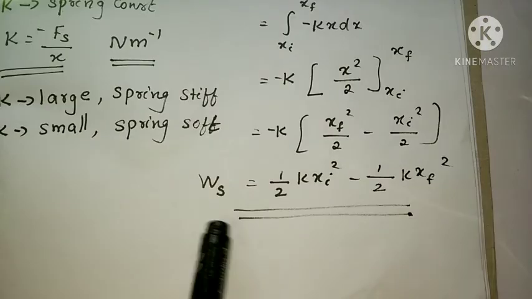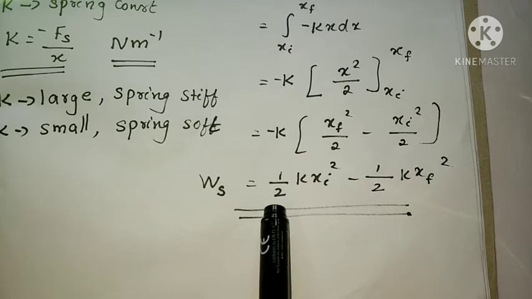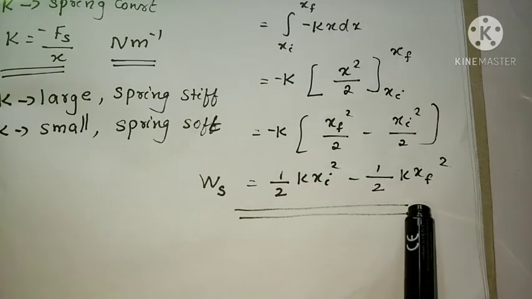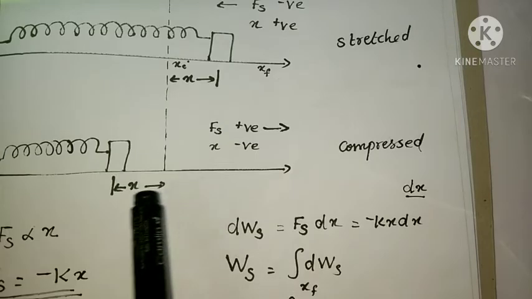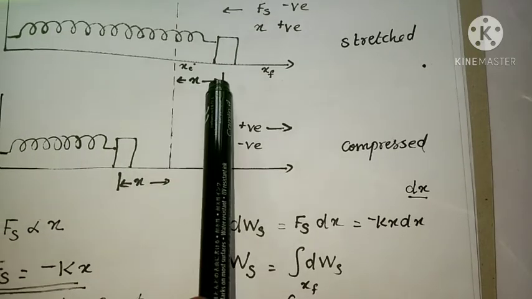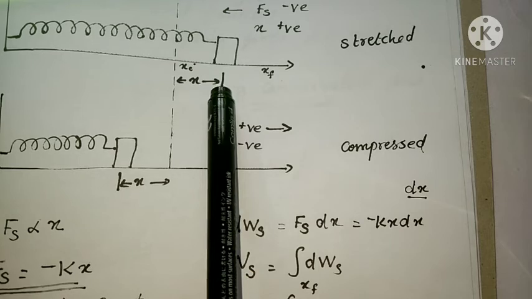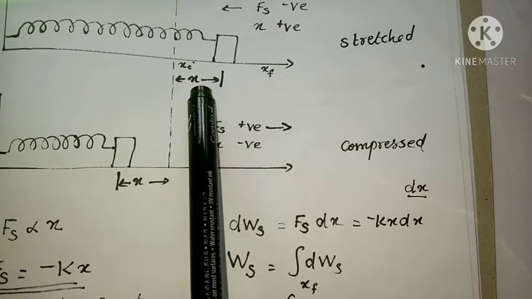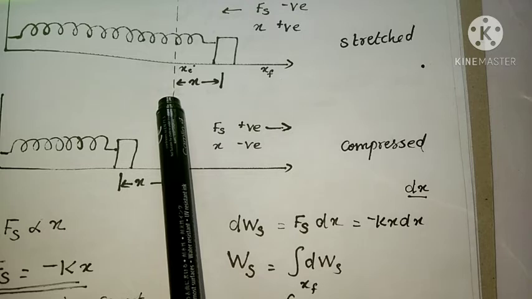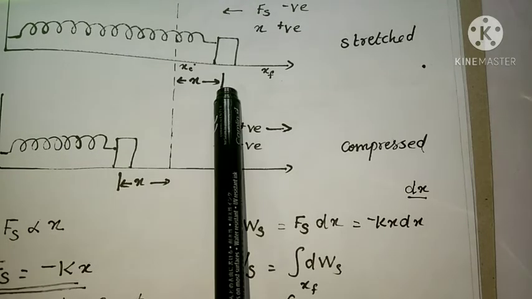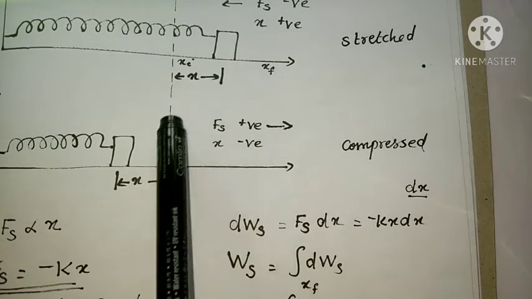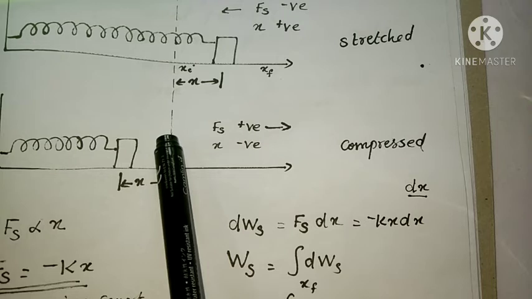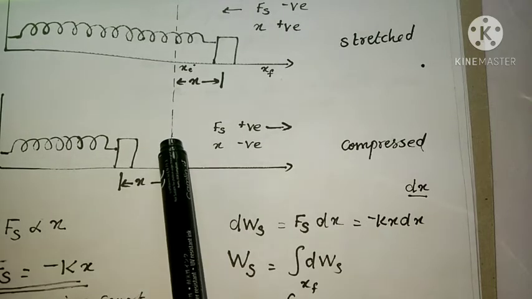So we derived the equation: work done by the spring force equal to half k xi square minus half k xf square. This work done by the spring force is stored in the form of potential energy because the spring attains a position away from its equilibrium. So that work done is stored in the form of potential energy. Due to its stretch or its compression, the energy possessed by the spring is known as the elastic potential energy of the spring.